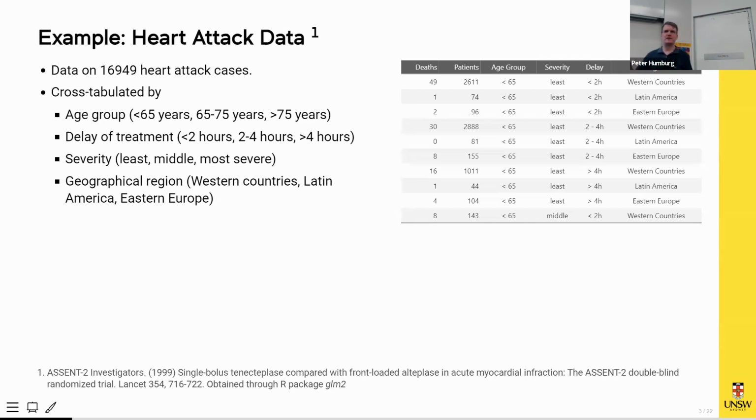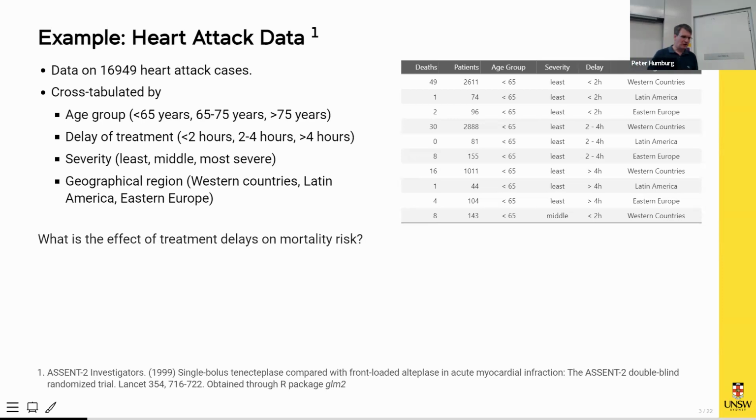The form I have the data in here is that it has been cross-tabulated according to various factors. There's 3 of everything. There's 3 age groups. There's 3 times to treatment: people who get treatment quite quickly, within less than 2 hours, or 2 to 4 hours, or more than 4 hours. There's the severity of the heart attack, assessed based on a heart attack severity scale. And there's also 3 different geographical regions.